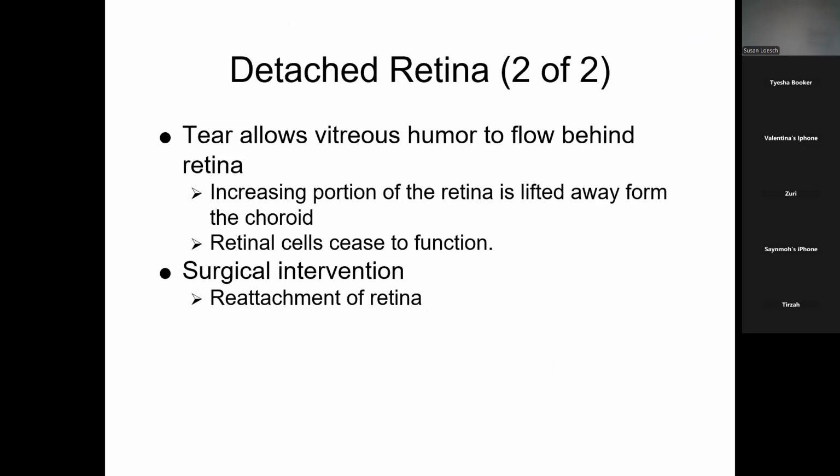The detached retina will allow the vitreous humor to flow behind the retina. That can increase the portion of the retina that's lifted away from the choroid. So it can cause additional damage and the retinal cells can stop functioning.